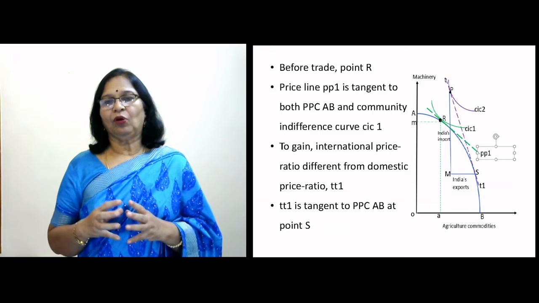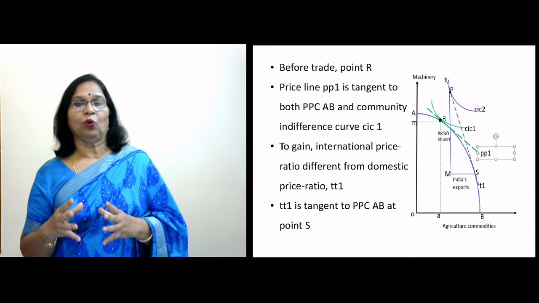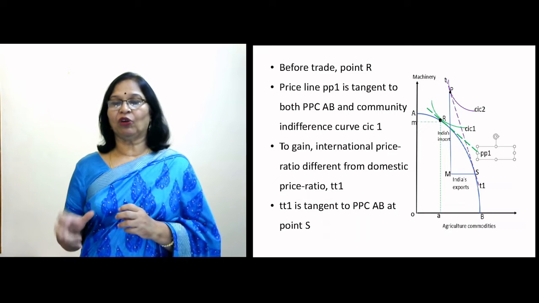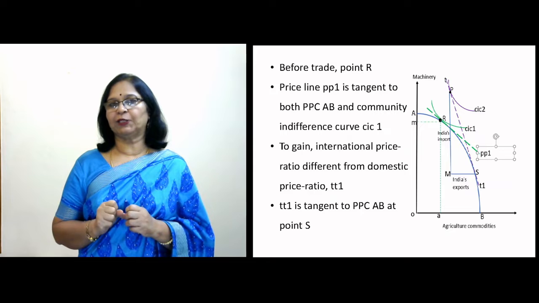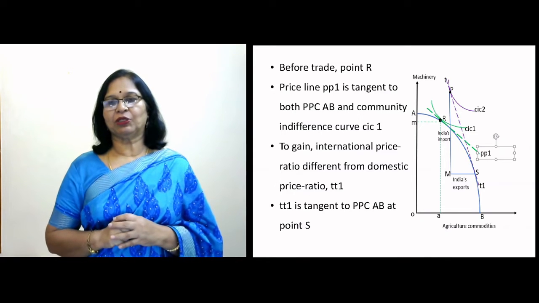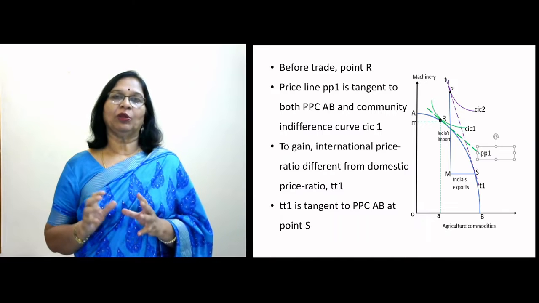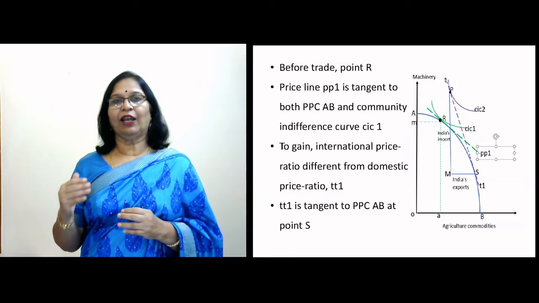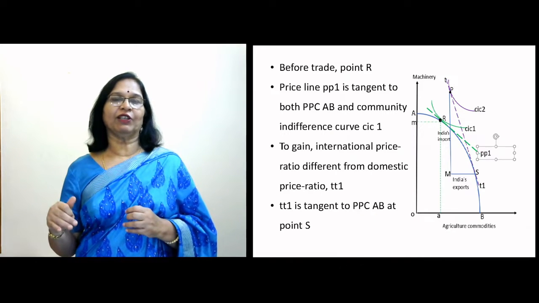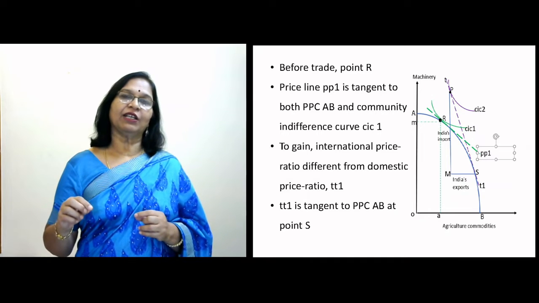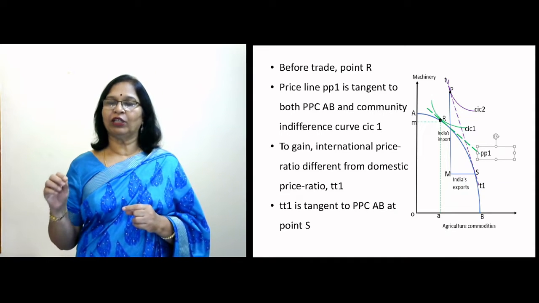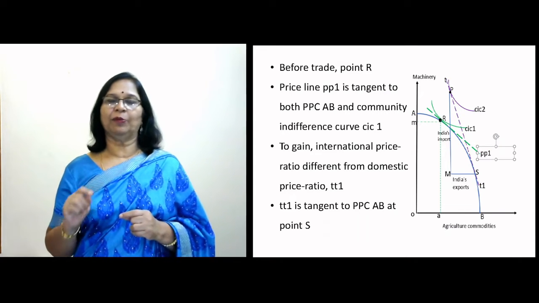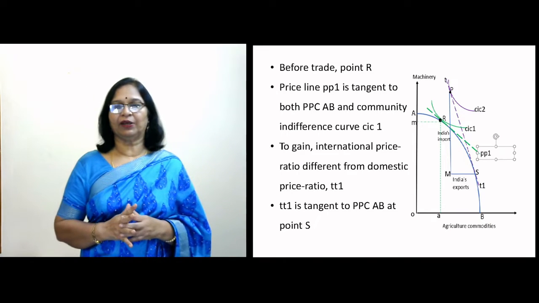Now, to understand this particular diagram, we can see that on the vertical axis I have used machinery, and on the horizontal axis I have put agriculture commodities. I have used a production possibility curve AB. Now, the production possibility curve indicates the supply side of the economy. Next, I have used the community indifference curve, CIC. Community indifference curve is an extension of the application of the idea of indifference curve analysis. And there is a price line. Now, let's get into the diagram.